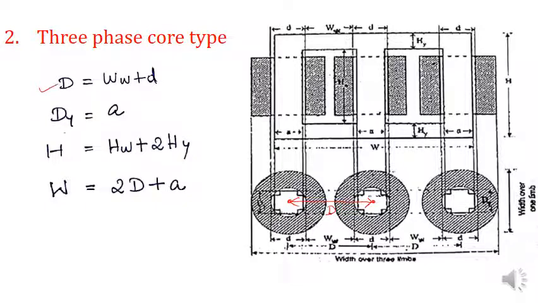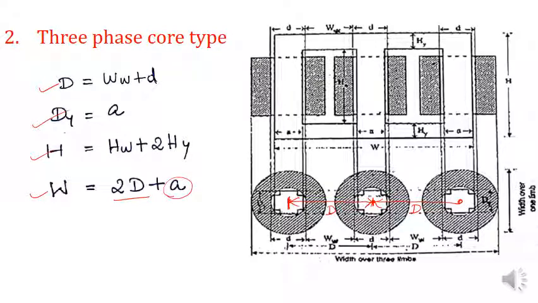Capital D is equal to WW plus D, similar to that of the single phase transformer. Depth of yoke is equal to A, same equation. Capital H is equal to height of window plus 2 times height of yoke, the same equation, no change. The only equation that changes is capital W. Capital W is equal to 2D plus A. Earlier it was D plus A. Here it is 2D because two D's are to be considered. Here also there is another D, the distance between adjacent limbs. So D plus D, 2D plus A.